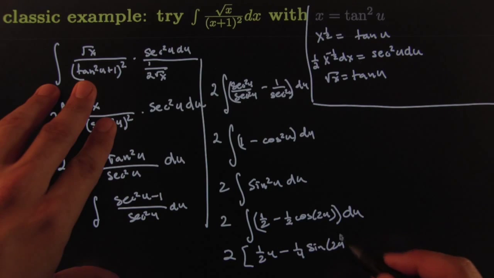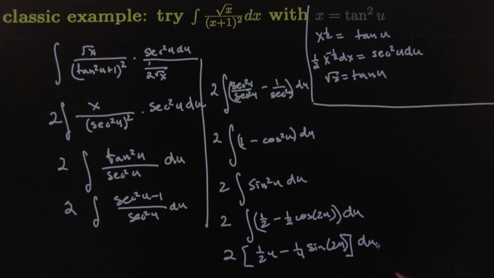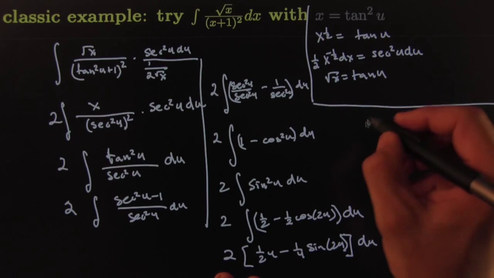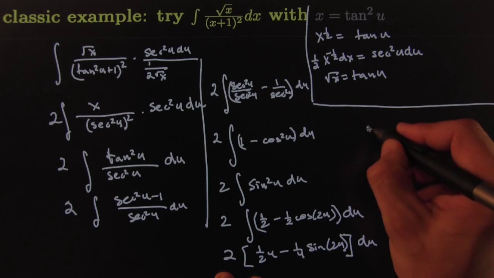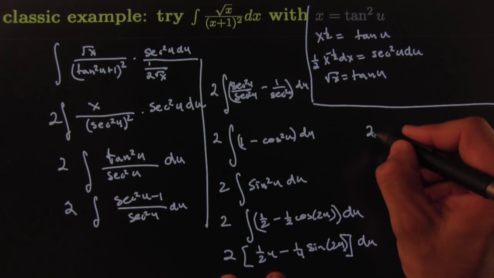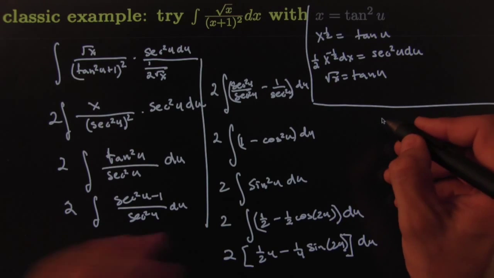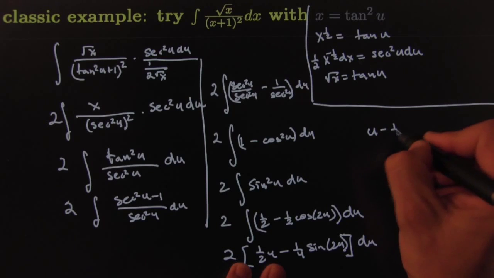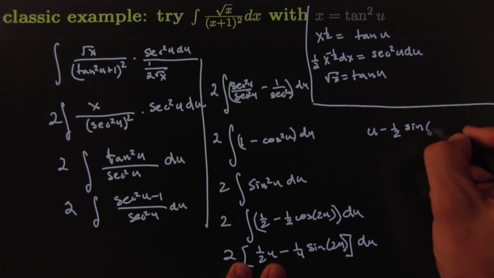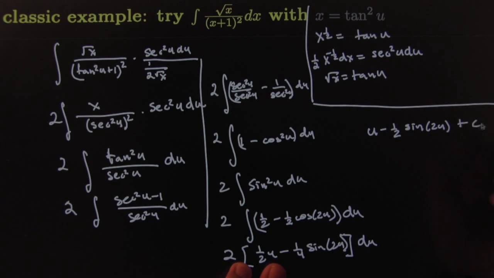That's times du. And now I could put the 2 back in there if I wanted to. That would become 2, well no, that would just become a plain u. So that would become u minus 1/2 sine of 2u plus a constant.